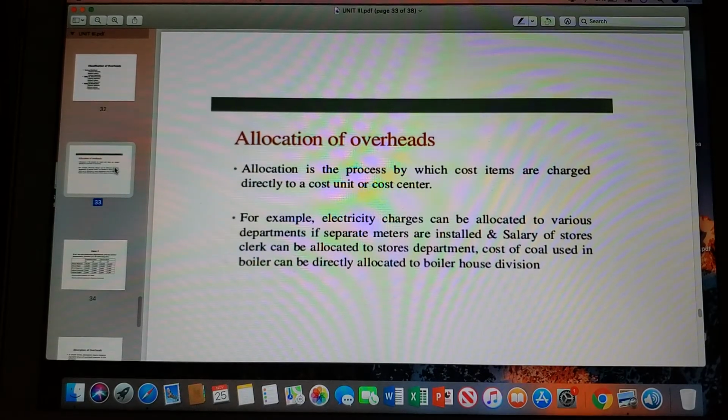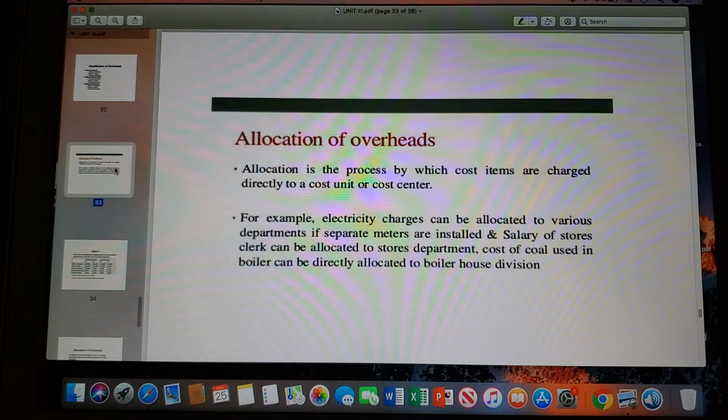Allocation of overheads. Allocation is the process by which cost items are charged directly to a cost unit or cost center. For example, electricity charges can be allocated to various departments if separate meters are installed, and salary of stores clerk can be allocated to stores department. Cost of coal used in boiler can be directly allocated to boiler house of the division.